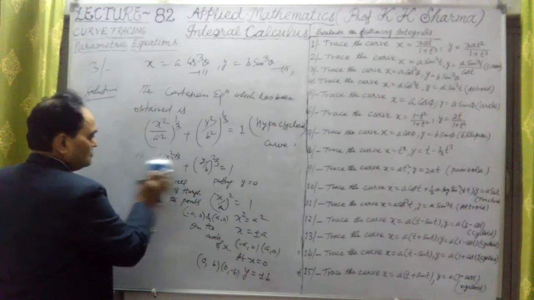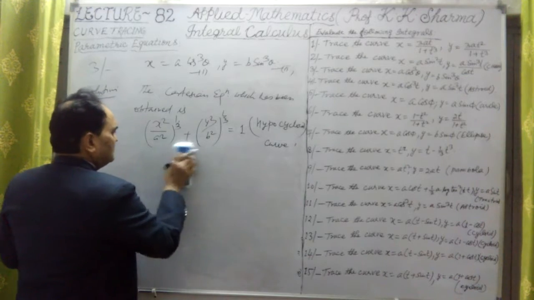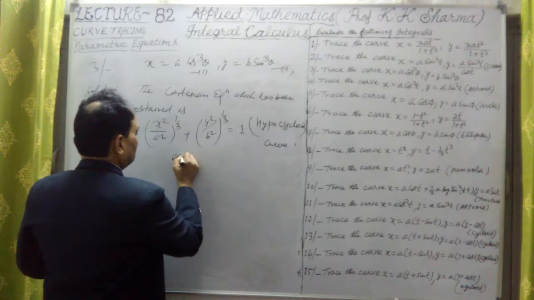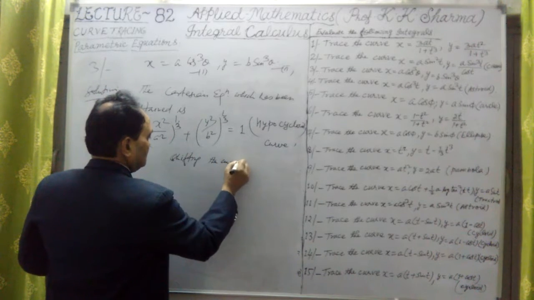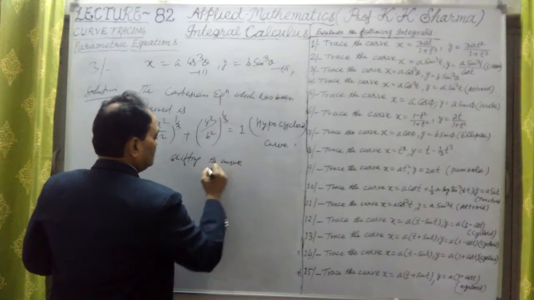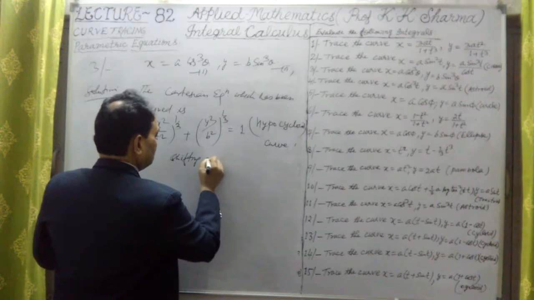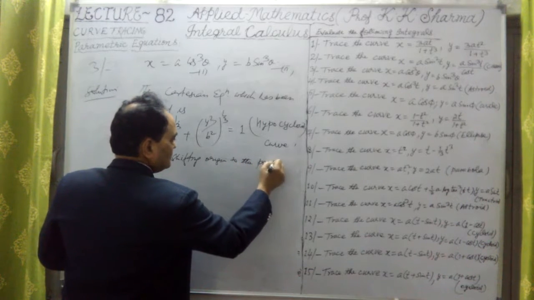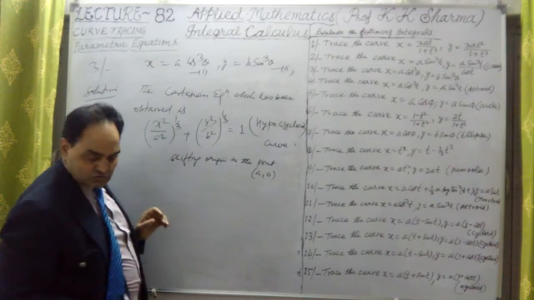And if I shift the curve to any point, suppose any single point a, 0, let me shift the curve, shifting the origin to the point a, 0, let me take. If I put x equal to x plus a by 0, same value.